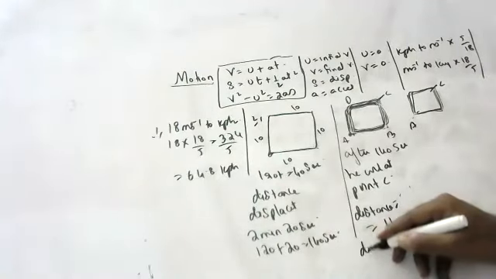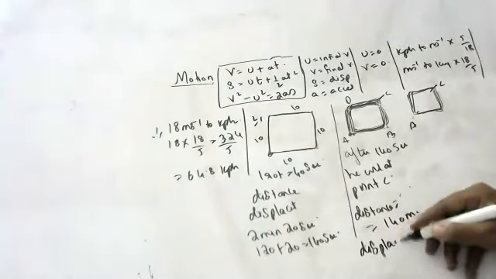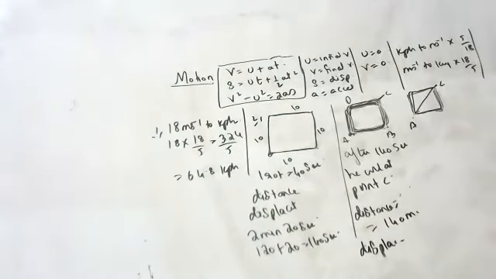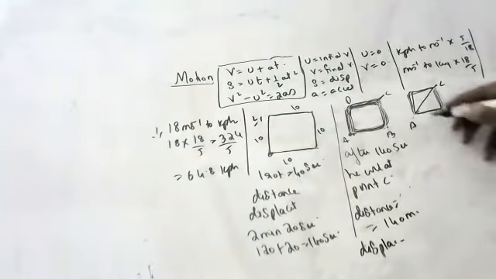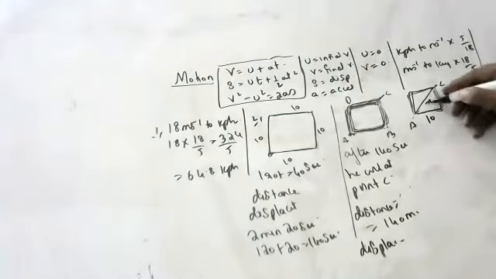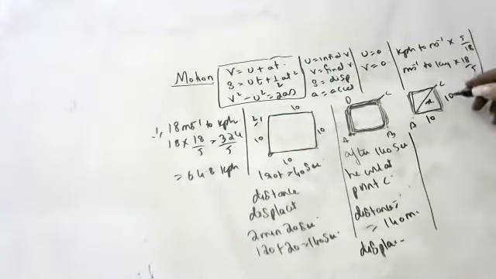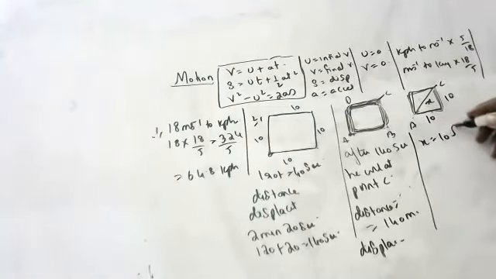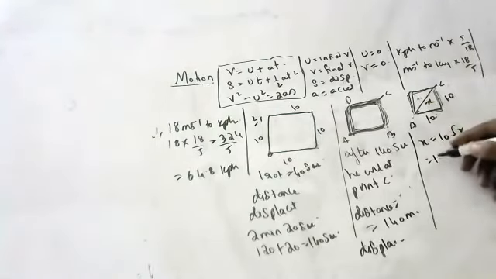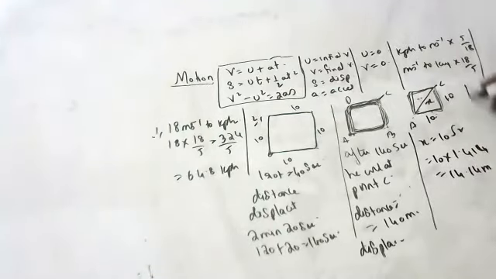What is the displacement, children? A to C is the displacement, the shortest distance. This side is 10, this is 10. Pythagoras theorem: 10 square plus 10 square is equal to x square. So x is 10 root 2. So 10 into 1.414, that is 14.14 meters is the net displacement.